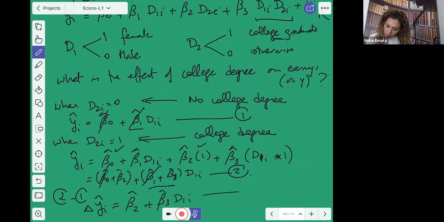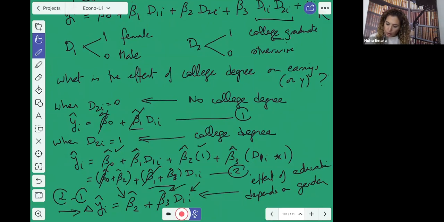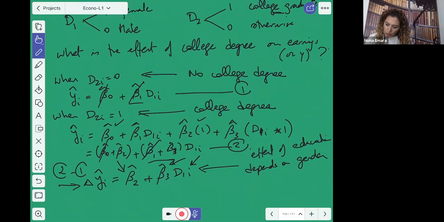So the effect of education or college degree depends on gender. Looking here, this would give me the effect of having a college degree, and this would give me the effect of a college degree in the presence of gender. So I can actually make this more specific and say, okay, what is the equation for males and what is the equation for females?